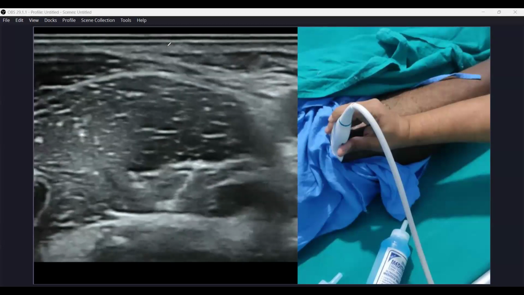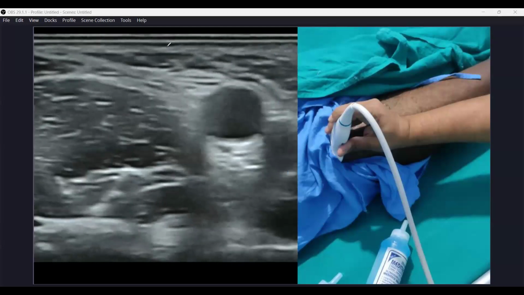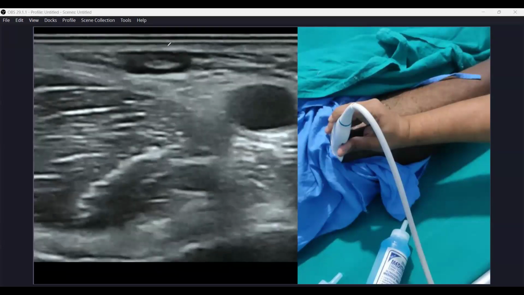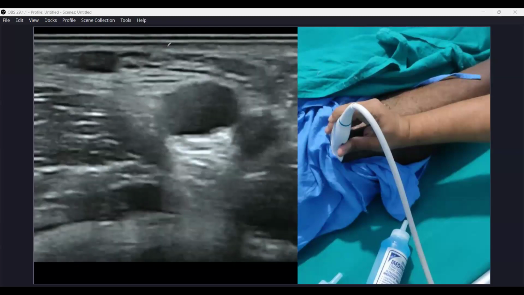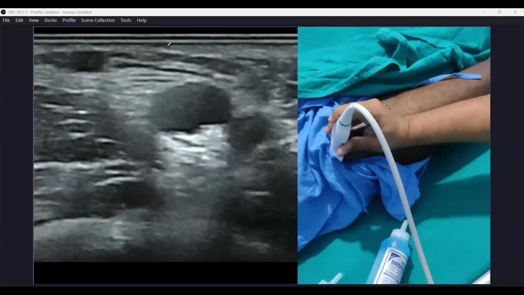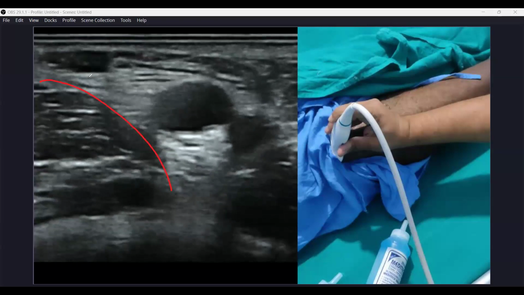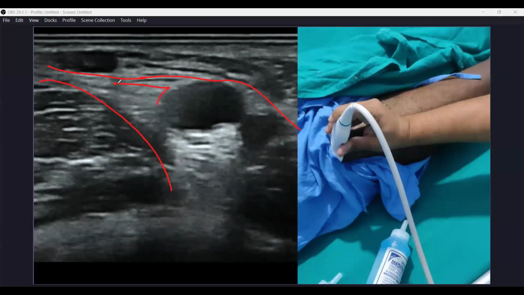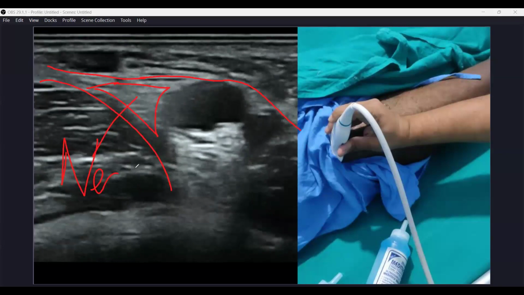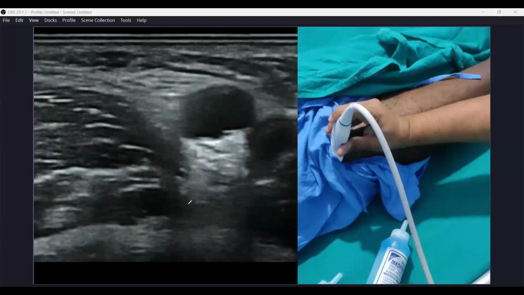Then again we are seeing the large portion of the iliopsoas. Now I am moving towards the medial side. And here we can see the neurovascular bundle at the medial side. I am reducing the gain slightly so that it is more easily visible. Okay, so you can see this nervous structure which is lateral to the artery, and this nervous structure is the femoral nerve.